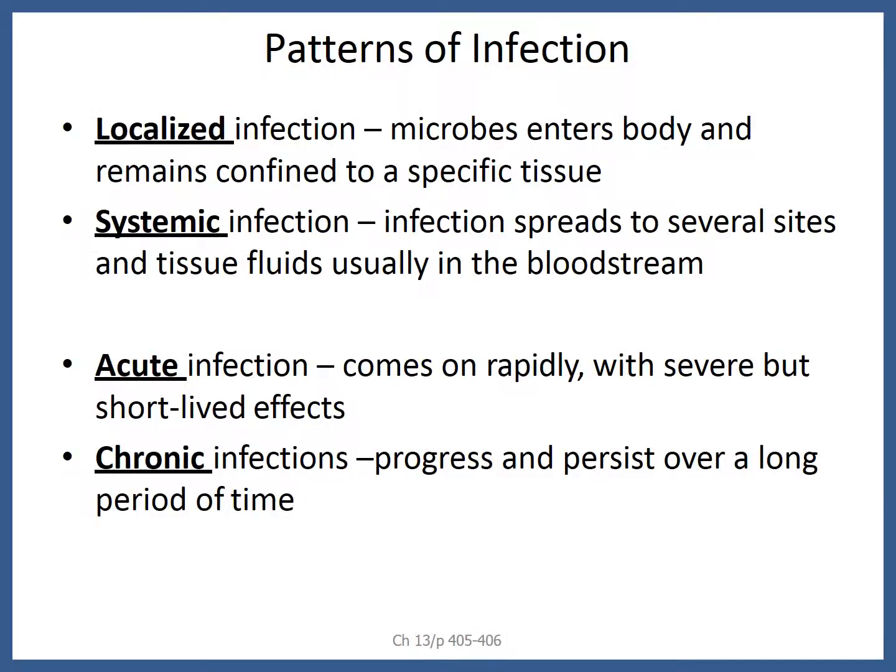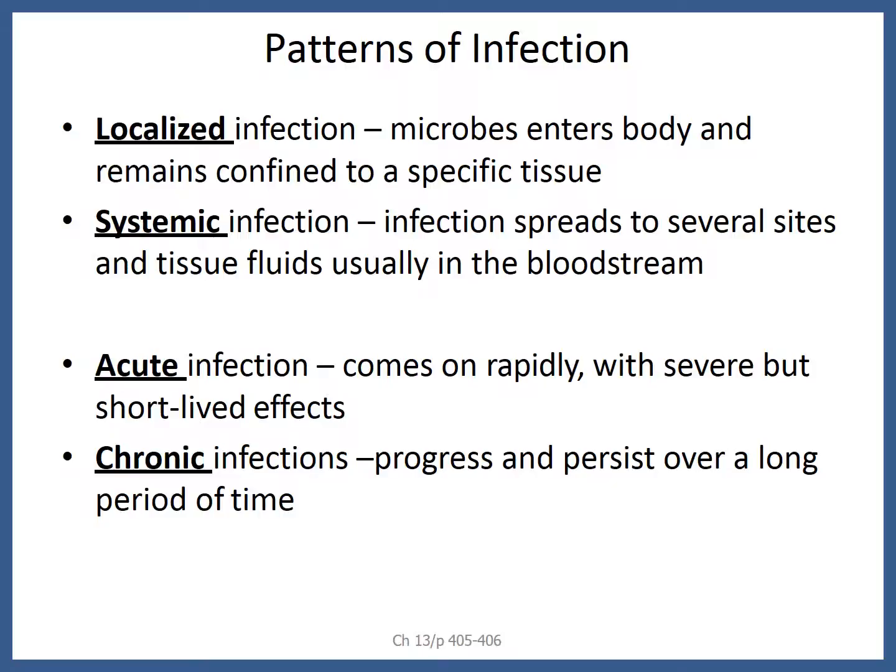Now, when we think about an infection in the body, we can use a variety of terms to describe it. We can consider it localized or systemic, and we can consider it acute or chronic. Let's see what these mean, and then we'll look at a picture on the next slide. A localized infection would be when microbes enter the body and remain confined to a specific tissue. A good example might be an infection on a specific spot in the skin. The microbes remain confined to that area, like a boil, which can be caused by Staphylococcus aureus, basically a specific spot on the skin that's infected.